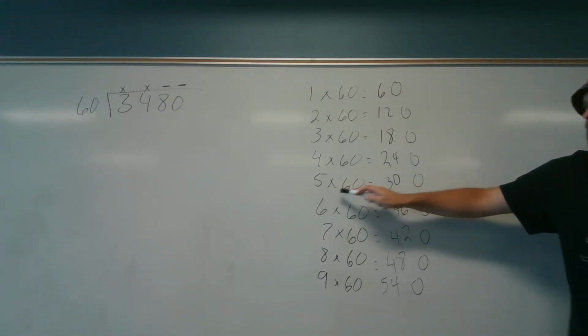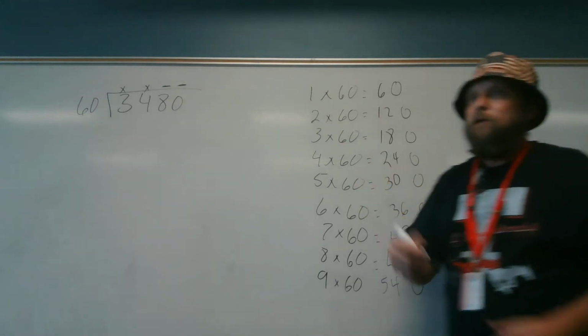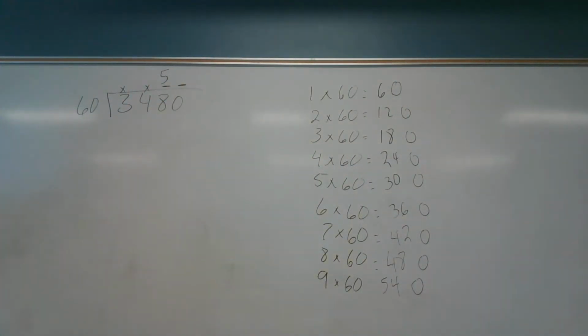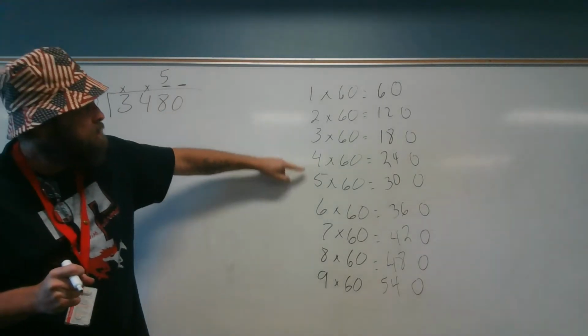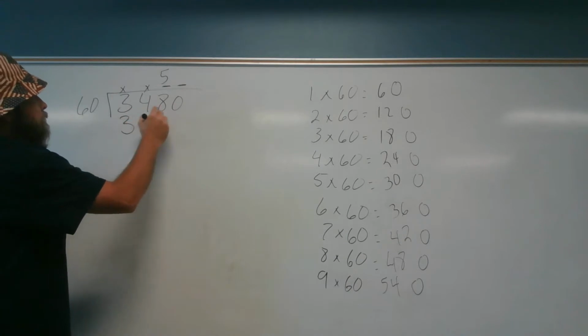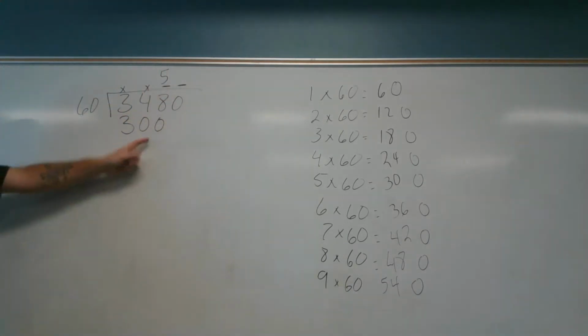And so 5 times 60 was 300. So the 5 goes there. I've already done all this math. I can see the 5 is in my quotient. It's in the tens place. And the 300, because 5 times 60 is 300.